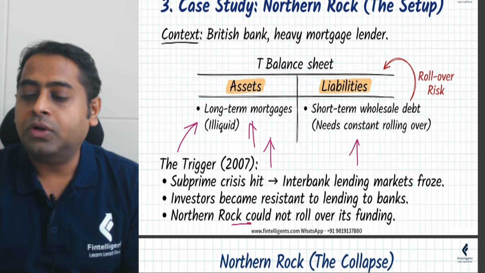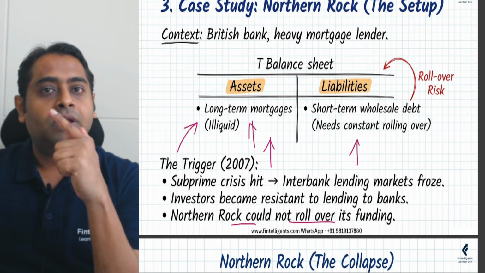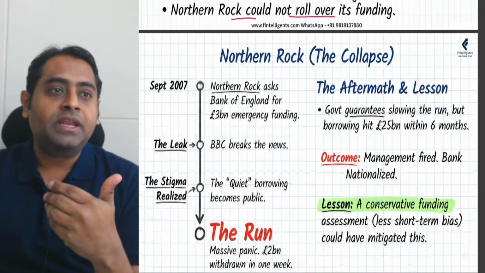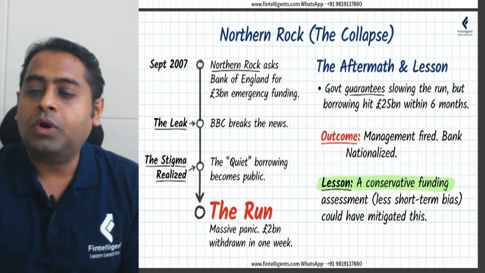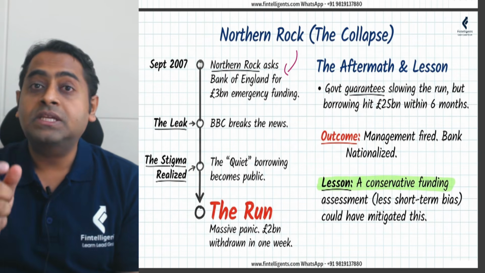Okay, and Northern Rock could not roll over. They had a funding problem because the asset is not available and the liability holders are asking for their money back. Okay, so if you look at the overall timeline, what Northern Rock did is they went to the Bank of England and raised money. How much? 3 billion pounds.